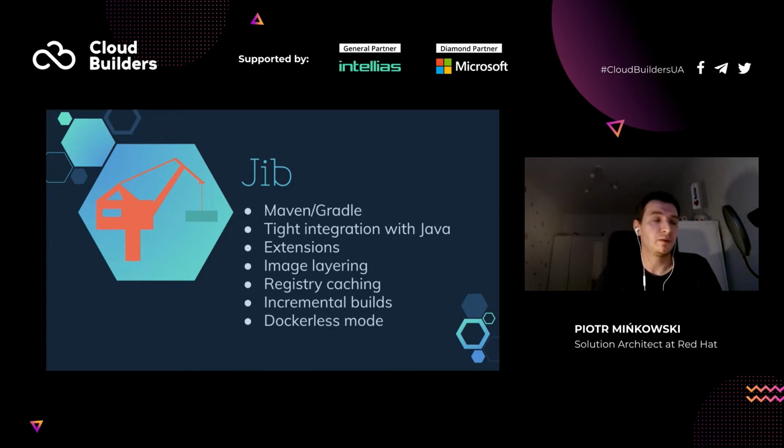And you can run Jib in two different modes, and one of them does not require a Docker daemon, as I mentioned before. It just builds the image and then pushes it to your image registry. Jib can also build your image directly to a Docker daemon, and this of course requires the Docker command line to be in your path.